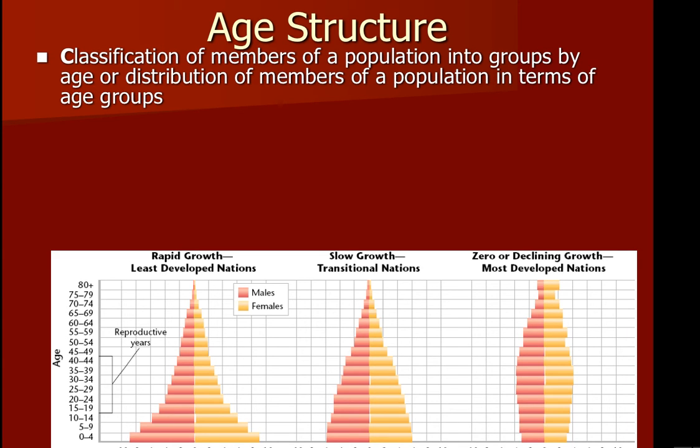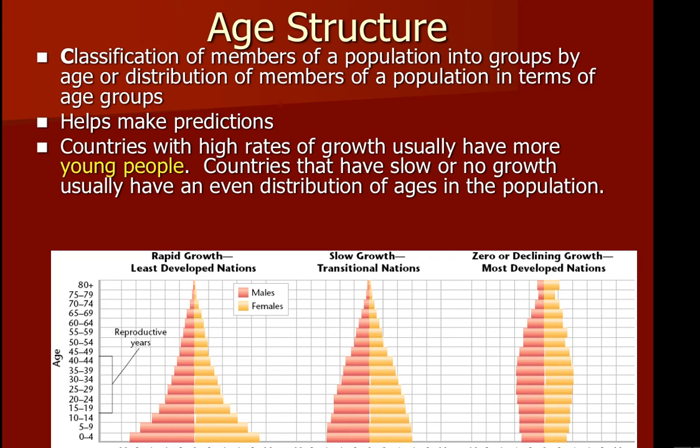So classification of members of a population into groups by age, or distribution of members of a population in terms of age groups, this is age structure. And so these graphs kind of help us make predictions on what our growth rate will be and what our population size will be. And that's what scientists kind of use, aside from immigration and emigration, to establish a prediction on growth rate.